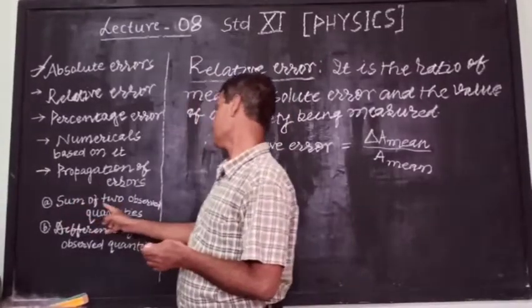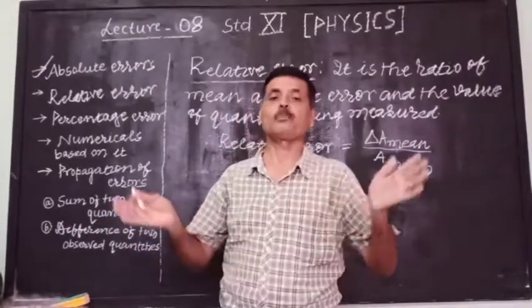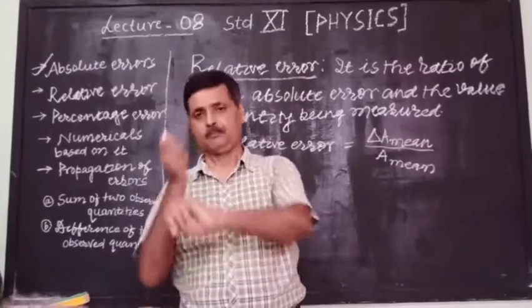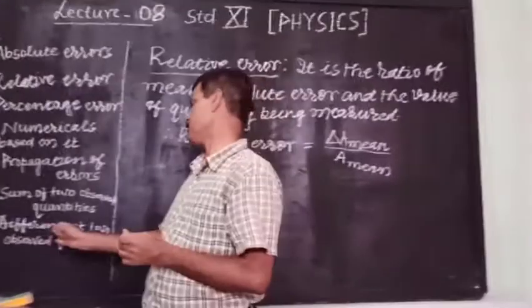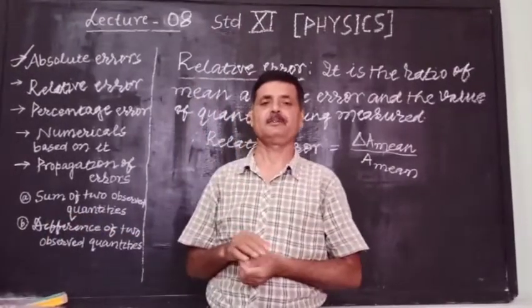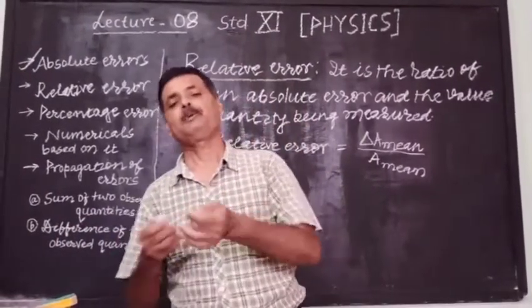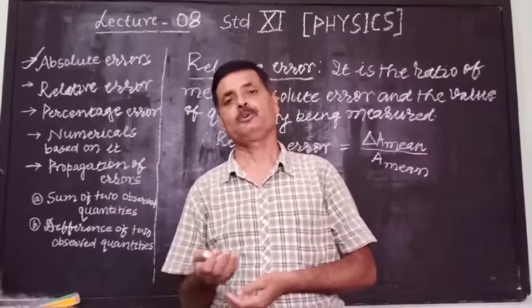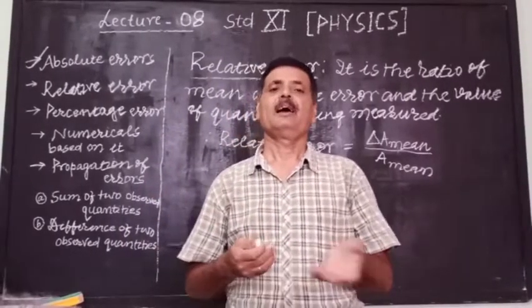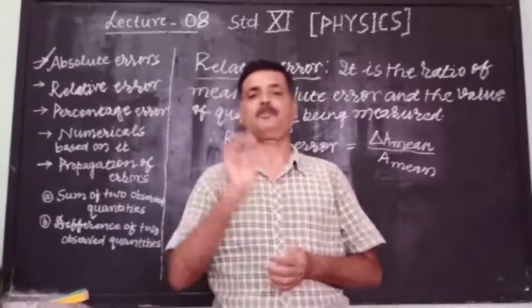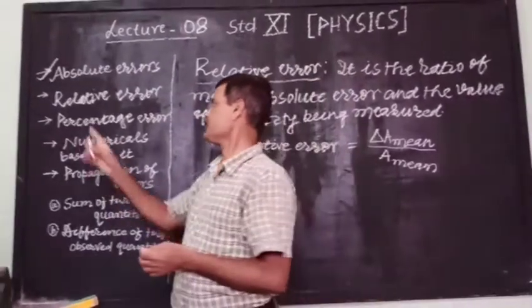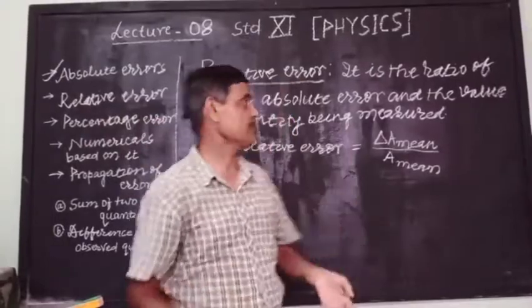Number 1, in case of sum of two observed quantities, z is equal to a plus b. In case of difference of two observed quantities, a minus b; multiplication, z is equal to a into b; and division, a by b. These are the 4 different parts. But I have to start from relative error.